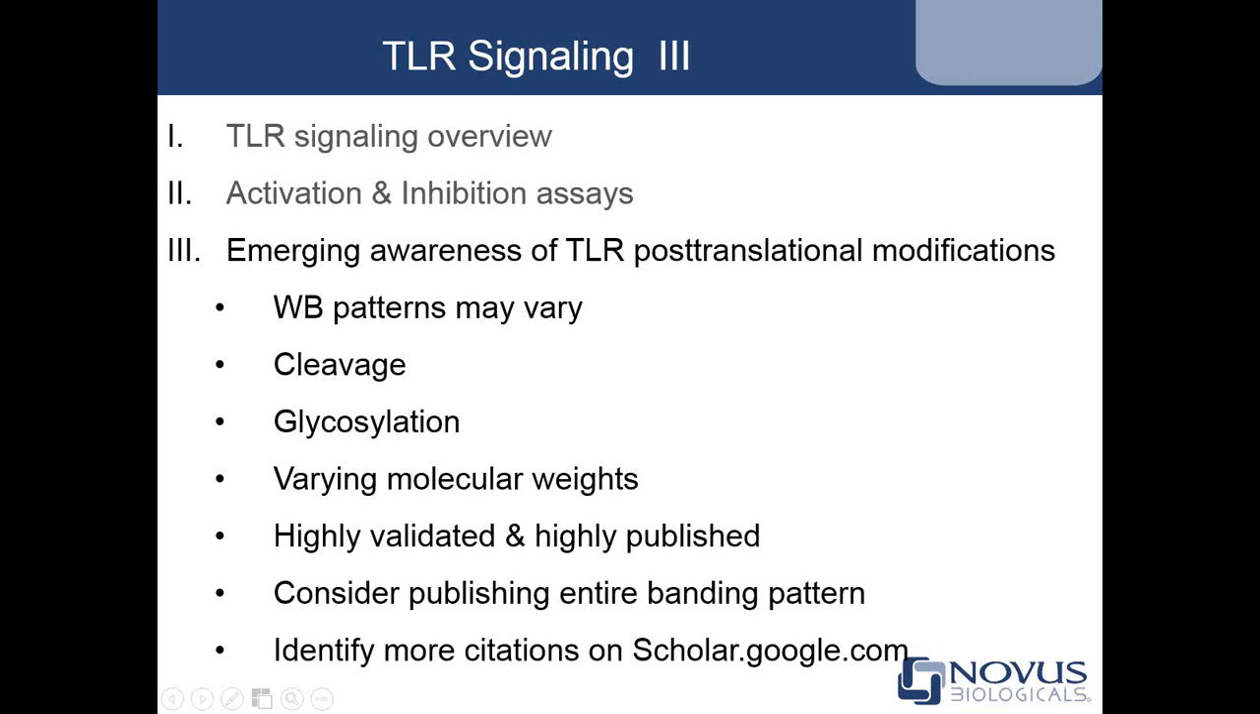So this is the story for today. I hope you enjoyed the TLR signaling overview and how you can use our research tools for detecting TLRs, how you can use our clinical tissue lysates for investigating TLR expression in different patient donors, how we can use our ligands and inhibitors to activate and inhibit the pathway, as well as giving you some insight into the emerging awareness of TLR post-translational modifications, which is definitely important if you plan to do Western blots.